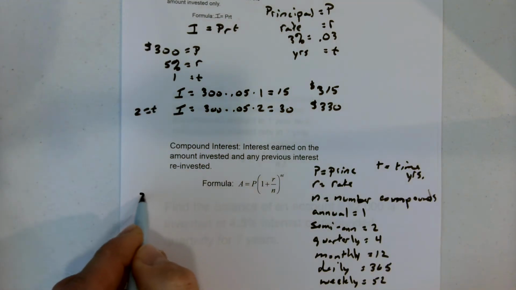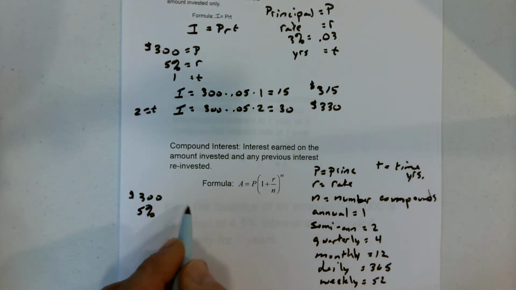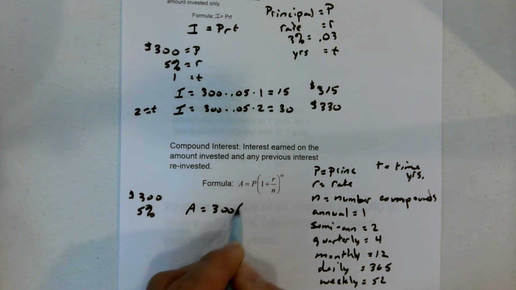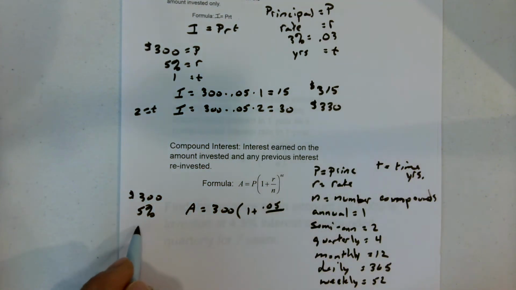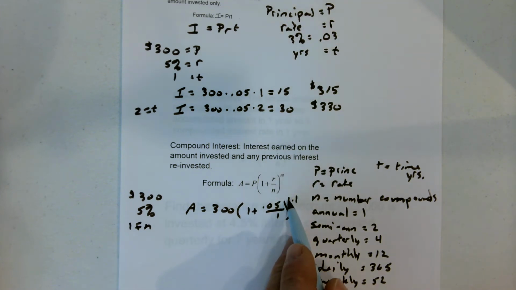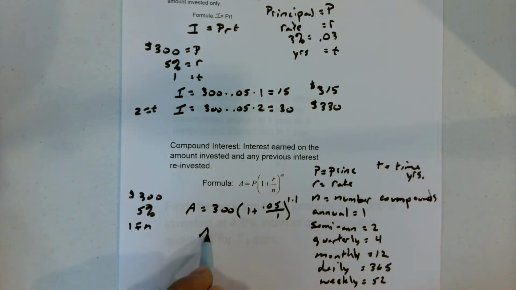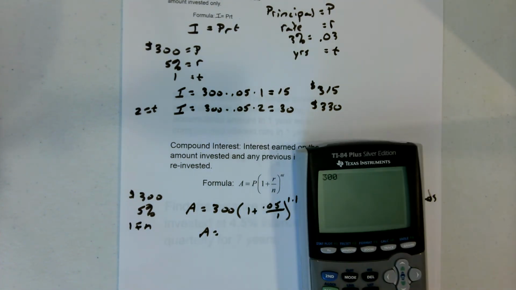So if we take that $300 that we started out with up there, and at that 5% interest, if we look at 1 year, we have A equals our principal, which is 300, times 1 plus our rate, which is 0.05, divided by, if we compound it annually, so just one time a year, N equals 1, to the 1 times 1, so we're doing it one time a year and also for 1 year. If I take 300 in my calculator times 1.05 to the first, we see that we end up with $315.